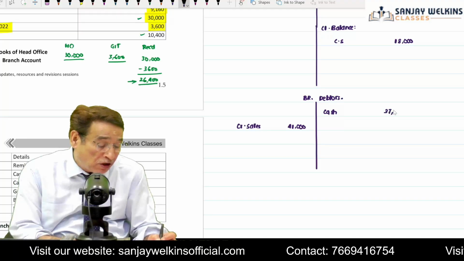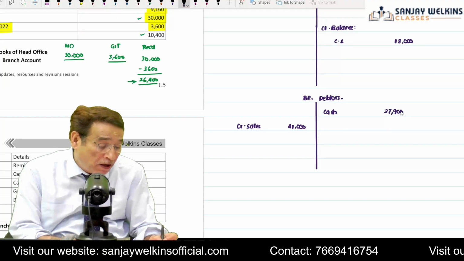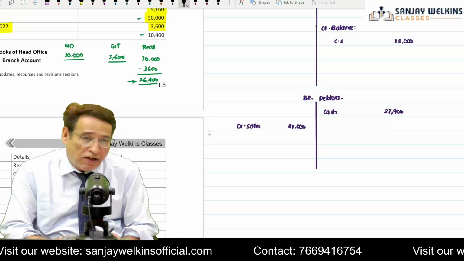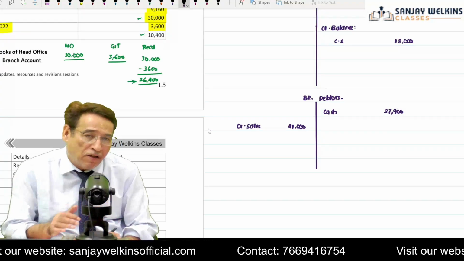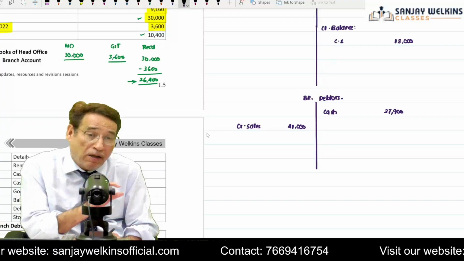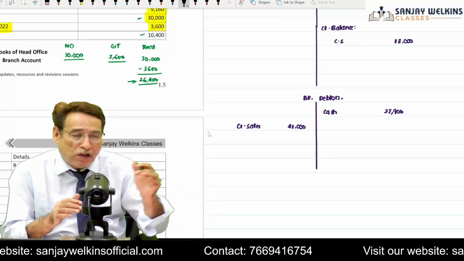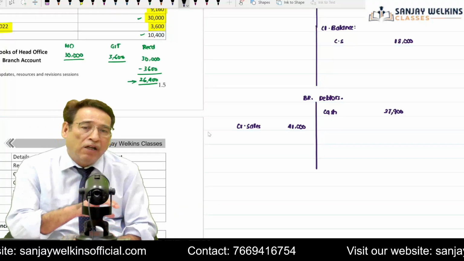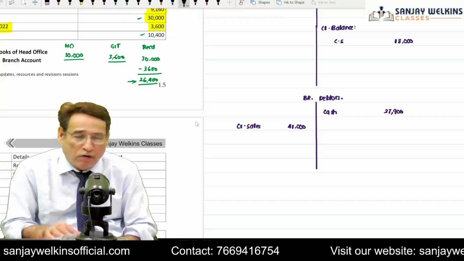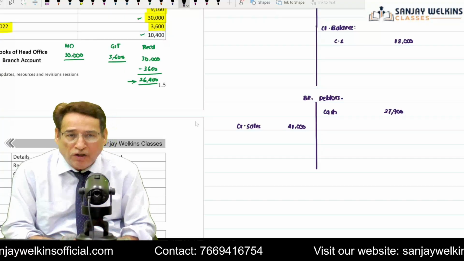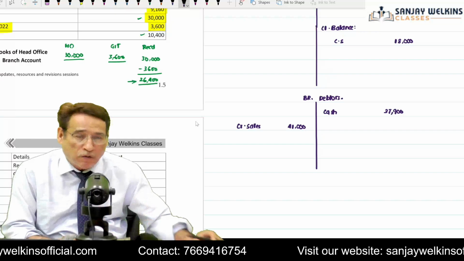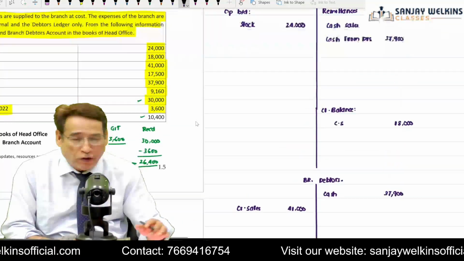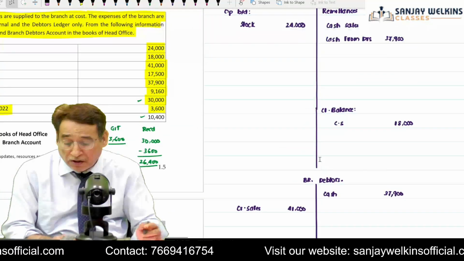Now this transaction comes in the debtors account and in the branch account. The reason is that first of all, it is a transaction taking place between the branch and branch debtors. The branch debtor will send the cash to the branch, but ultimately that cash will be sent back to head office. So all three parties are involved in this particular transaction, and that is why it appears both under the branch account and under branch debtors.